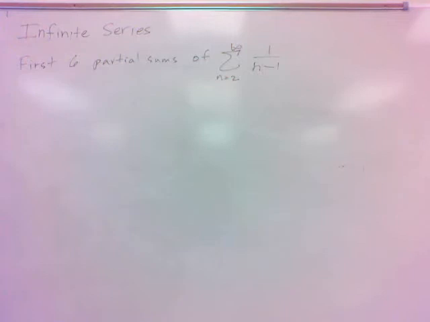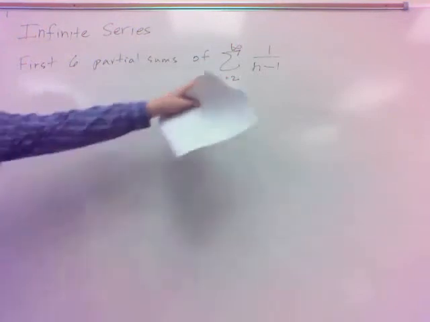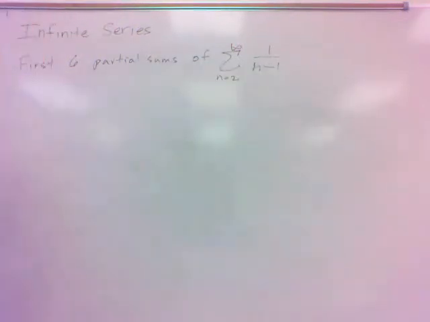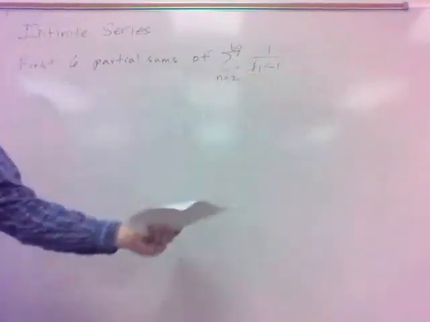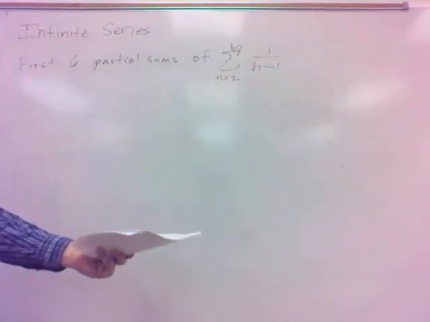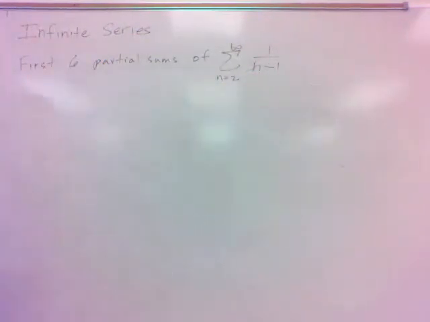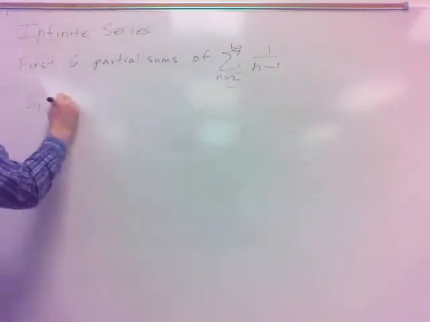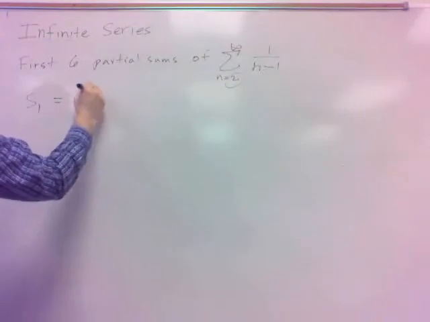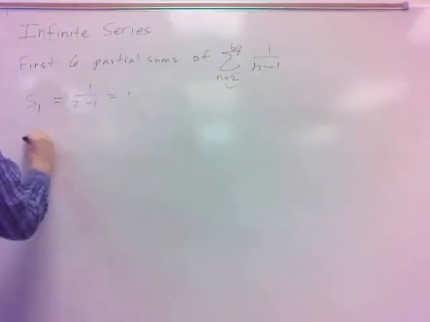Why would we want to start at 2 instead of 1? That's because of the denominator, right? Sometimes you have to make adjustments because of your denominator. If I start at 1, I'm in trouble right off the bat because I don't have a value at 1, do I? It's undefined. So watch out for the index here. S1 though would still be the first term, which would be 1 over 2 minus 1, which would be 1.